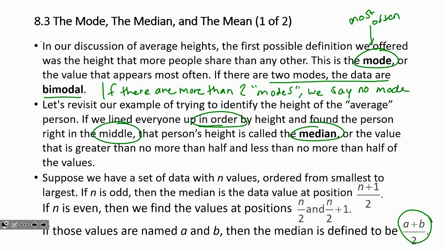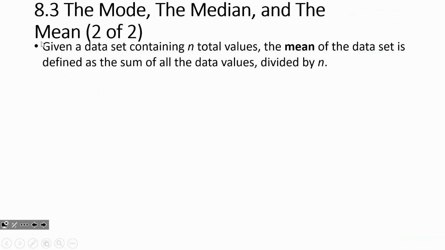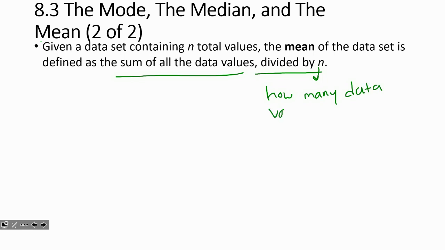And lastly, we have the mean, okay? So the mean of the data set is the average, okay? And you find the sum of all the data values, and then you divide it by n, which is how many data values there are.